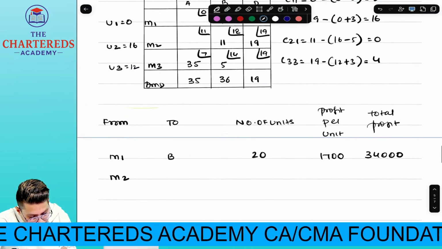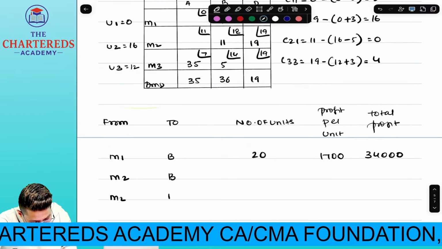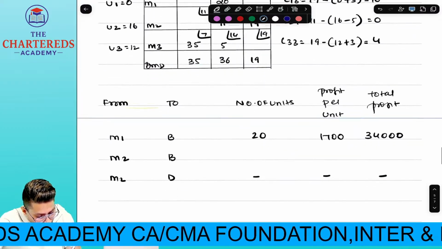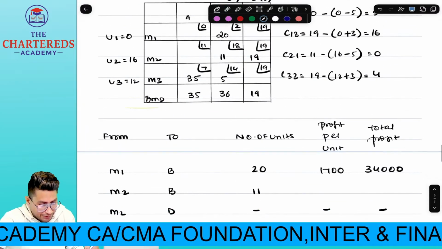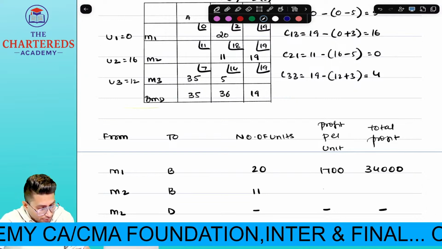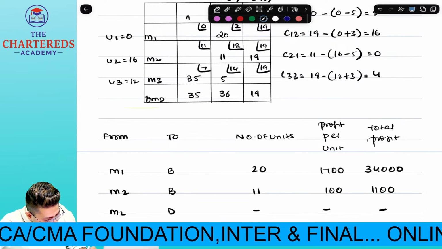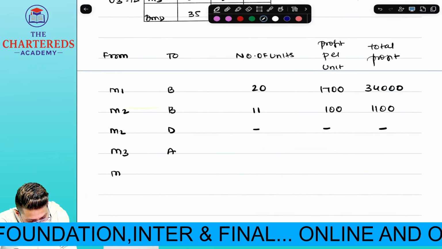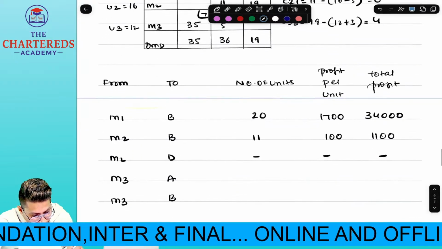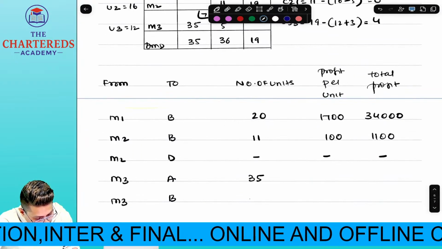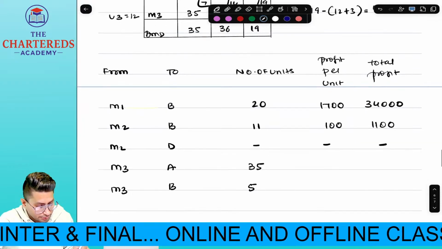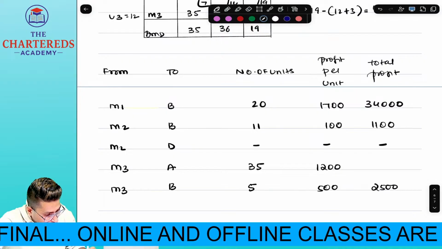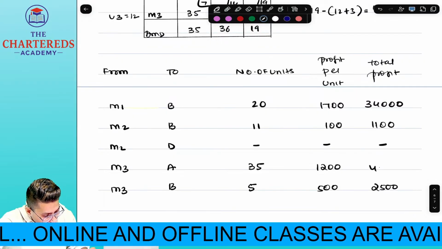Next, then we have M2 to D. M2 to D is dummy, so we have to just ignore. M2 to B is 11 units at what is the profit per unit? 100. So it will be 1100. Next, M3 to A, M3 to B. Here it will be 35 units. Here it will be 5 units. Profit 1200, 500. So here it will be 42,000 and 2500.